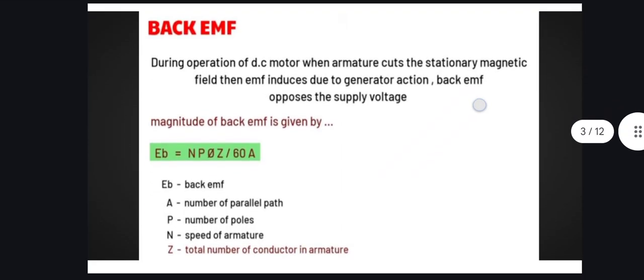First of all, we are going to see what is back EMF. During operation of a DC motor, when the armature cuts the stationary magnetic field, then EMF is induced due to generator action. Back EMF opposes the supply voltage. This process is nothing but back EMF. The magnitude of back EMF is given by Eb = NPφZ/60A, where Eb is back EMF, A is the number of parallel paths, P is the number of poles, N is the speed of the armature and Z is the total number of conductors in the armature.